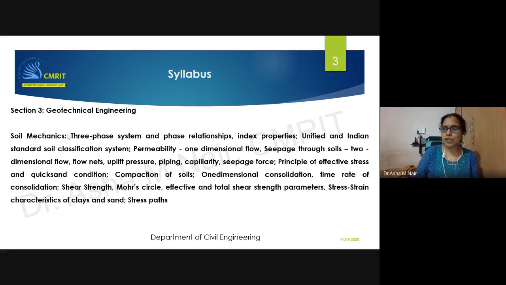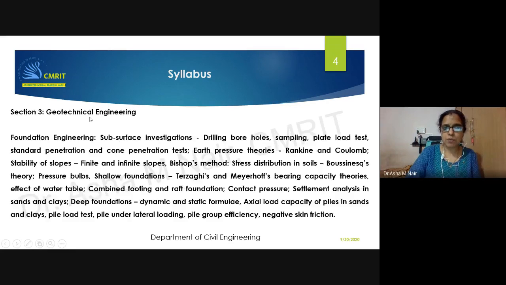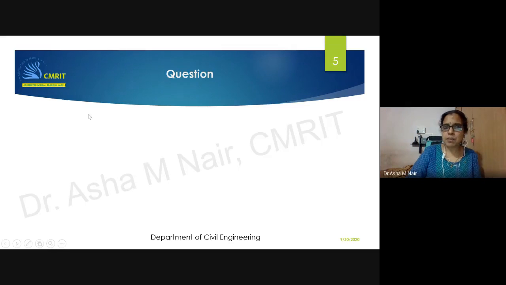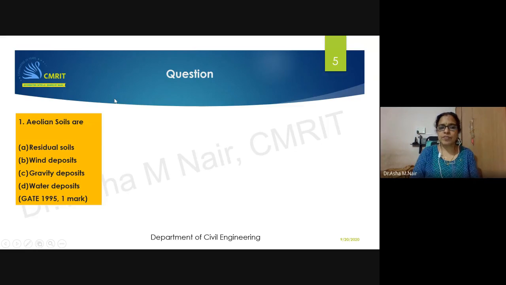I'm going straight away to the questions, since you already have a concept on that. Please note there will normally be 1 mark questions as well as 2 mark questions, and I have got these questions from web-based resources also. So, aeolian soils: is it a residual soil, a wind deposit, a gravity deposit, or a water deposit?